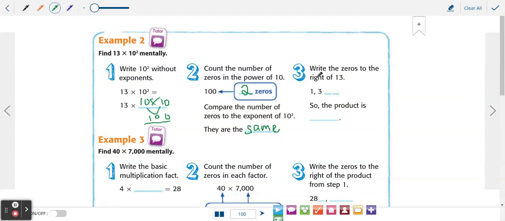Write the zeros to the right of the 13. So we were multiplying by 13, 13 times 100. I'm going to take those 2 zeros that I had and put them to the right of that number, not the digit 3, but the number 13. So the product, the actual answer, is 1,300. We didn't need a calculator. We can figure it out.